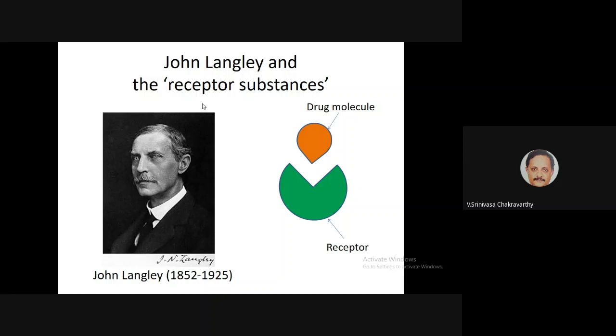Again, the kind of thing that Paul Ehrlich was talking about, the magic bullet. The drug is a magic bullet which can specifically act on a cell through the agency of a receptor.